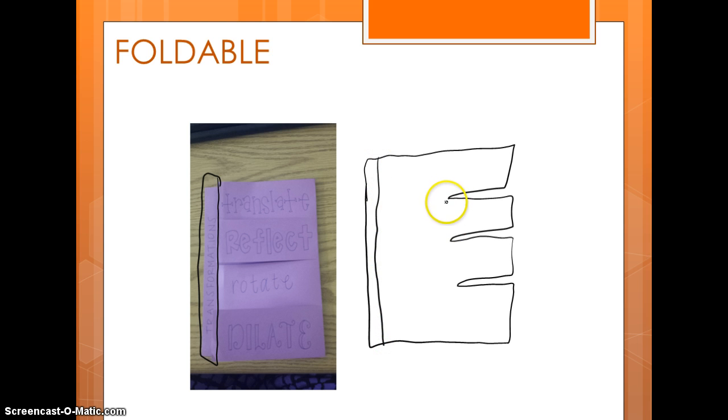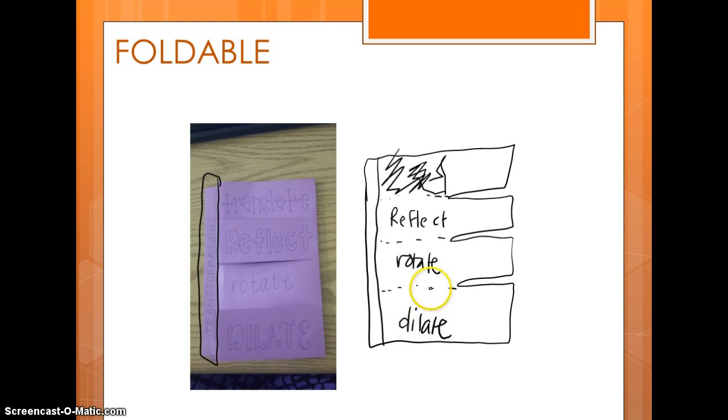So whenever we start filling in our information, we'll put stuff for translations in the top quarter of the page. Alright, then we'll put stuff for reflections here. And then the third quarter, we'll put rotation information. And then this bottom part, we'll put our dilation. Alright, so we're writing on the same side that has our title on it. So we're writing on the side that is not cut.